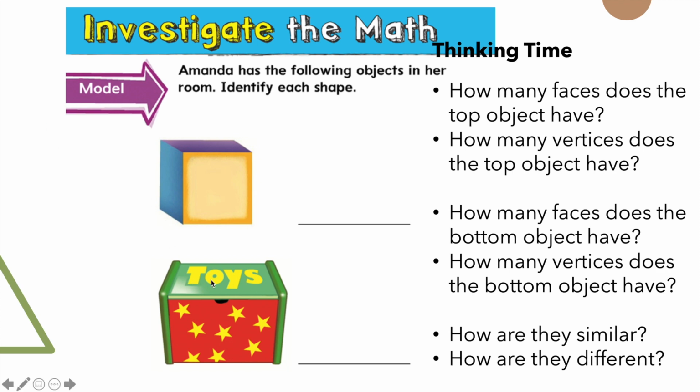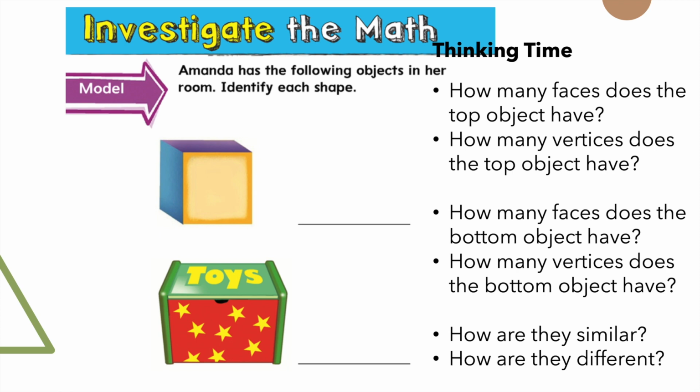Again, there's 1 on the top, 1 in the front, then there's 1 on the bottom and 1 in the back. That's 1, 2, 3, 4, and 2 to the sides. 4, 5, 6. It has a total of 6 faces as well. How many vertices does the bottom object have? 1, 2, 3, 4, 5, 6, 7, 8. There's 2 in the bottom that we cannot see.